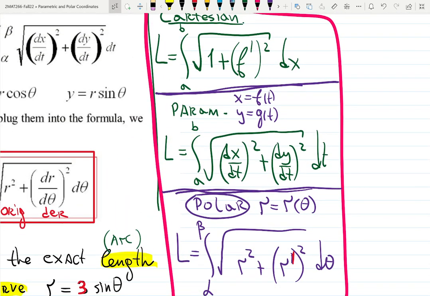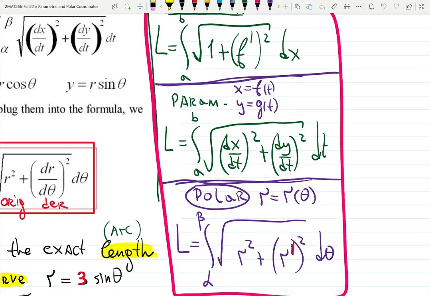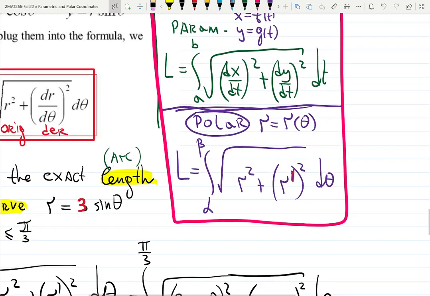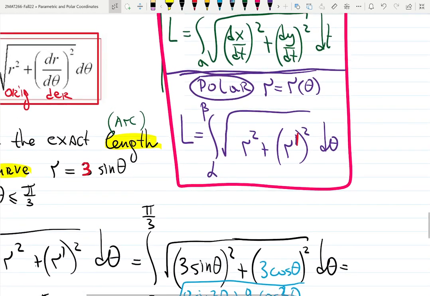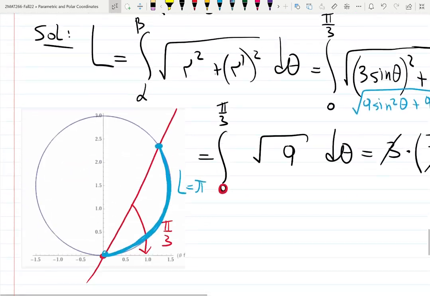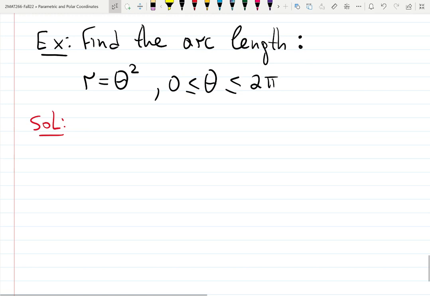Cartesian has x and y. Parametric has x and y, but each is a function. In Cartesian, f is a function of x. And polar is theta and r. Polar is the weirdest one of all, so it's easy to detect. Here it is. It looks weird, so that's polar.